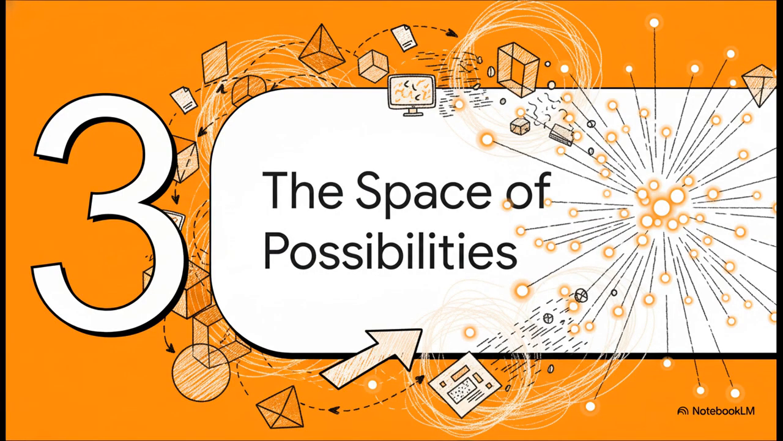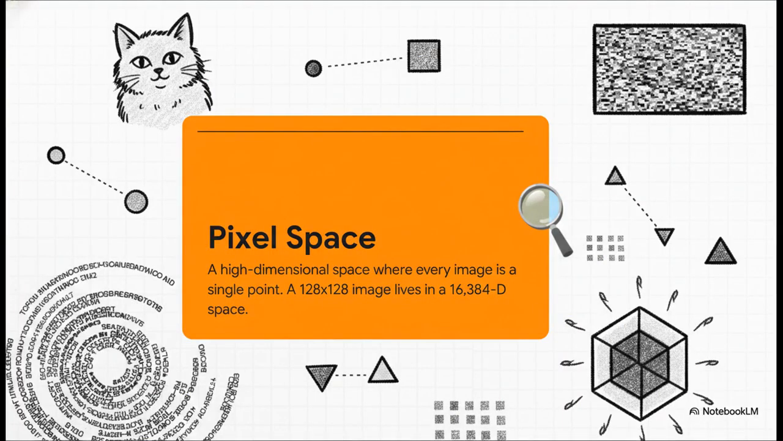Now, to really get what's happening here, we need a bit of a mental shift. I want you to stop thinking of an image as just a file on your computer. Instead, imagine it's a single point on a gigantic, invisible map. This little conceptual leap is where you start to see the true power of diffusion. And we call this map pixel space.